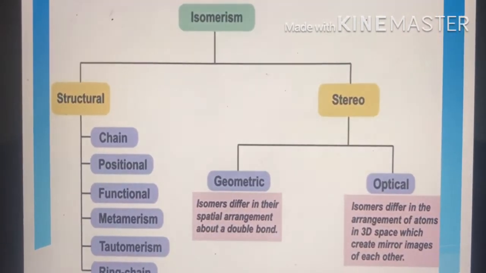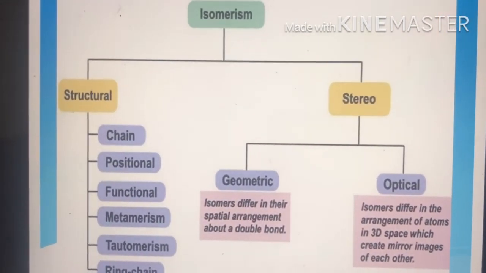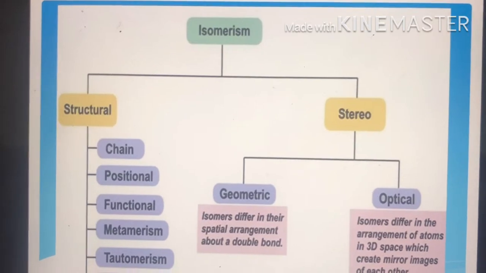Hello everyone. Today we are going to explore geometrical isomerism, which is very easy to understand. So let's begin. Before I begin the explanation for geometrical isomerism, let us recall the concept of isomerism first.